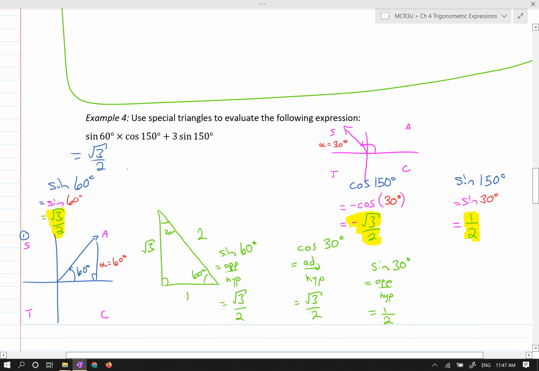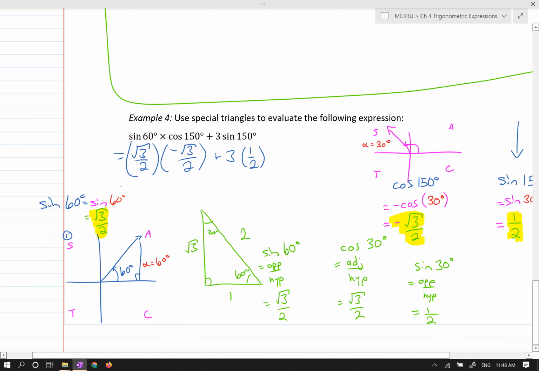Good. Then we'll multiply that by the cosine of 150 degrees. I found that right here. That is negative root 3 over 2. So I have root 3 over 2 times negative root 3 over 2 plus 3 times the sine of 150 degrees, which is 1 over 2. I did run out of space a little bit. I did my best. Move that down there. Fantastic. Root 3 over 2 times negative root 3 over 2, I'm working with negative 3 over 4 plus 3 over 2.